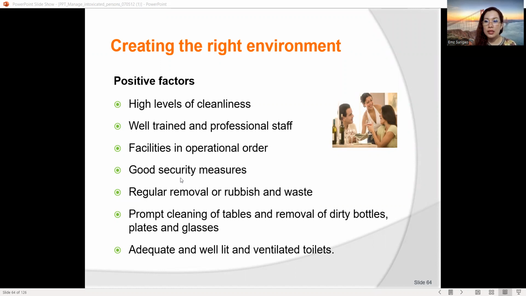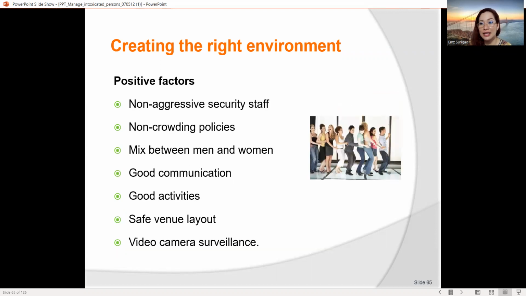Regular removal of rubbish and waste. So you need to consider as well that cleanliness is very important. Prompt cleaning of tables and removal of dirty bottles, plates, and glasses is very important as well. Adequate and well-lit and ventilated toilets. Non-aggressive security staff. So you need to orient your security staff so that they will not be aggressive.